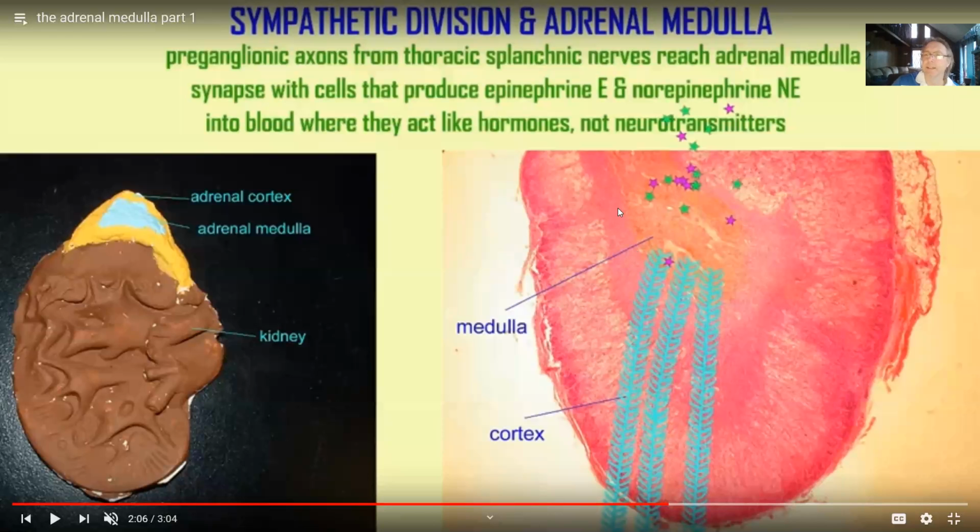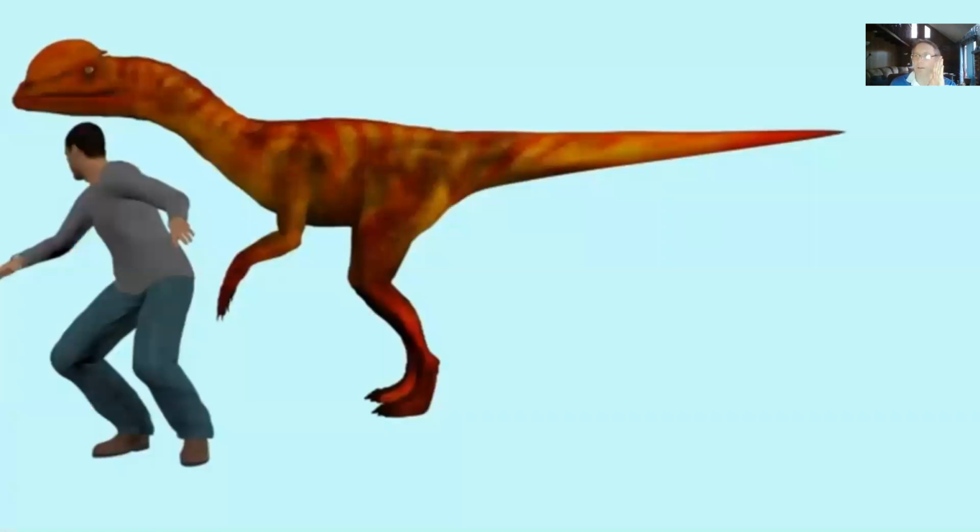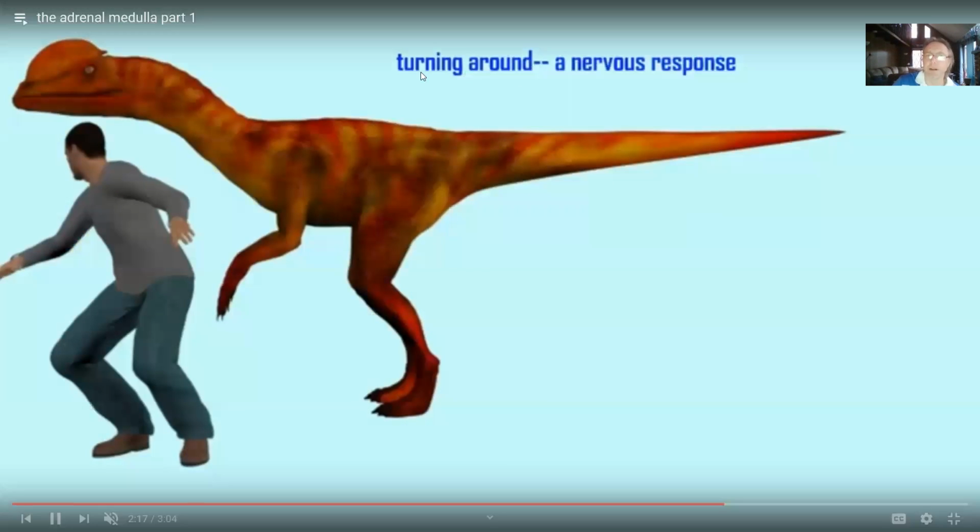So then once again, it is here in the medulla that epinephrine, which I'll abbreviate as E, and norepinephrine, NE, are released. But once again, they're going into the blood. So if a neuron releases norepinephrine to an effector cell like a muscle, that's a nervous response caused at a synapse. It's quick but brief.